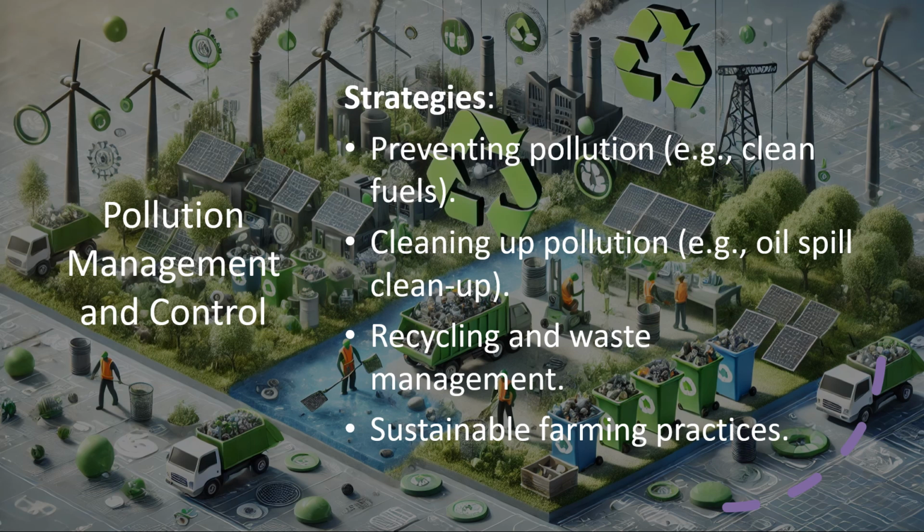Instead of throwing things away, recycle plastic, paper, and metals to give them a second life; sustainable farming practices, drip irrigation, crop rotation, and organic farming can all reduce pollution from agriculture.